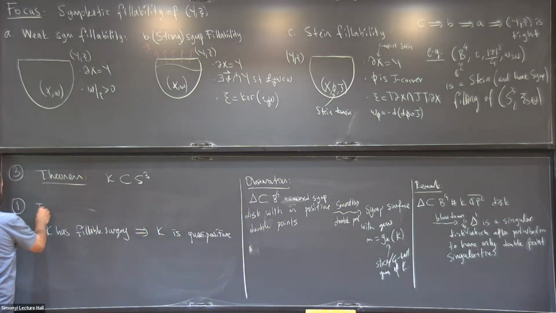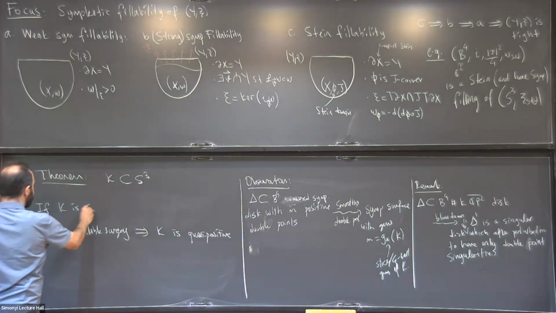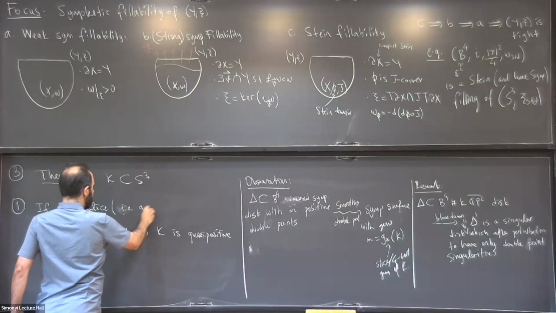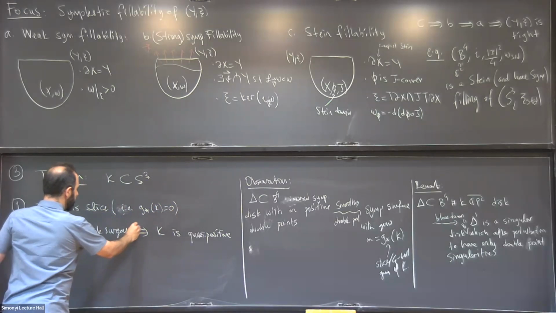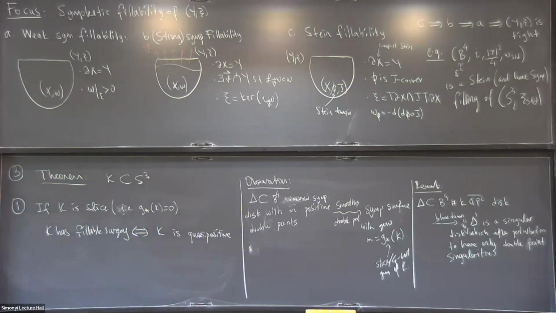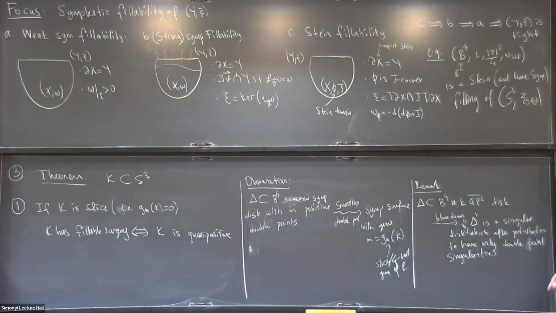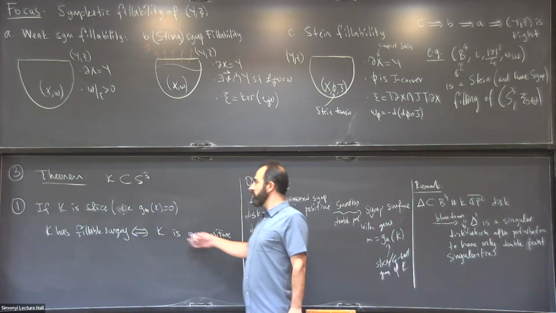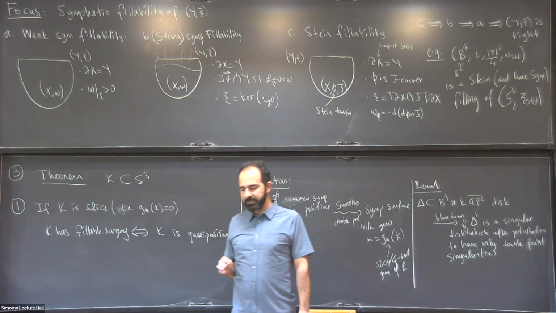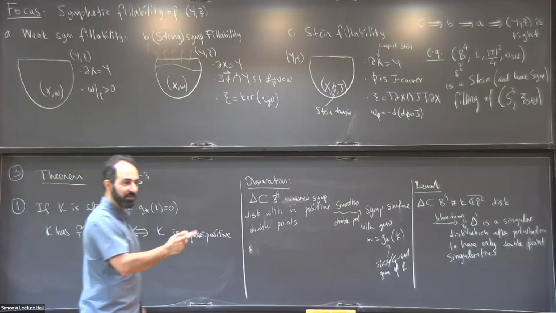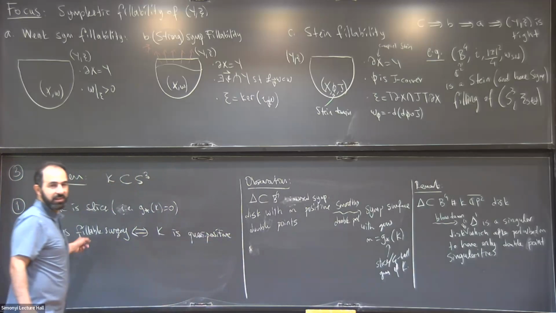If I assume K is slice, namely that its slice genus, four-ball genus, is exactly zero, indeed the converse is true as well. You have a fillable surgery exactly when you're quasi-positive. As I said, one direction is obvious. The other direction is that if you are quasi-positive and slice, that means that you are bounding a symplectic surface, but you're also bounding a smooth disk inside the four-ball. But symplectic surfaces are genus minimizers, so you must have a genus zero symplectic disk, and that is the other direction.